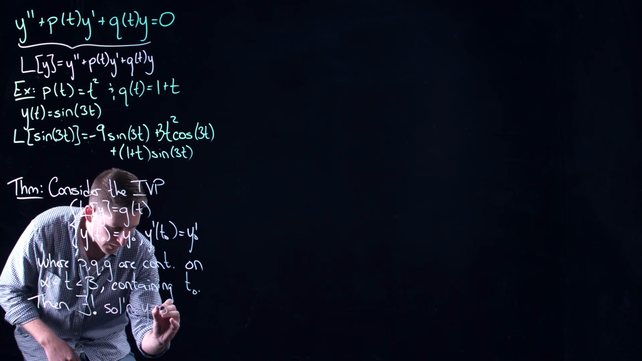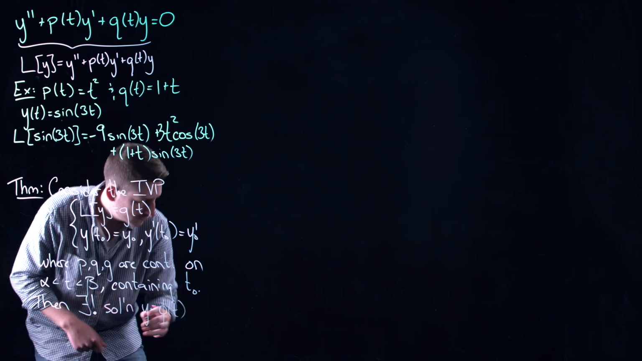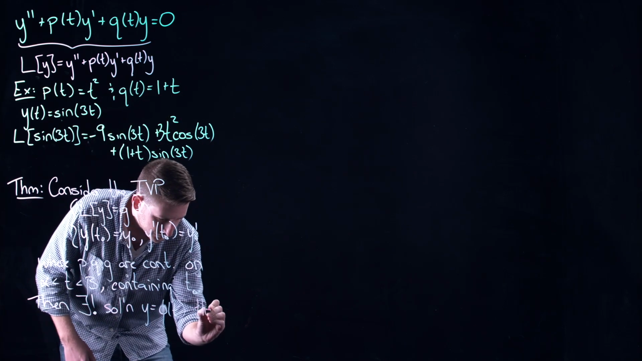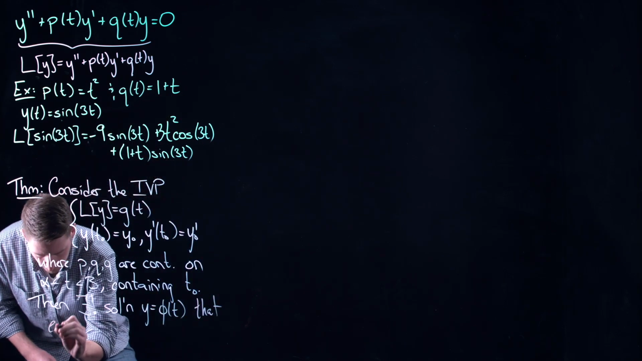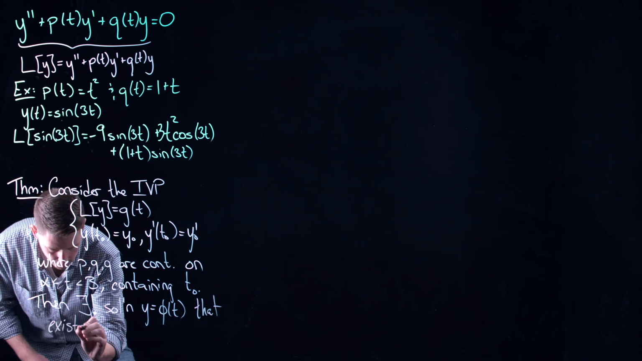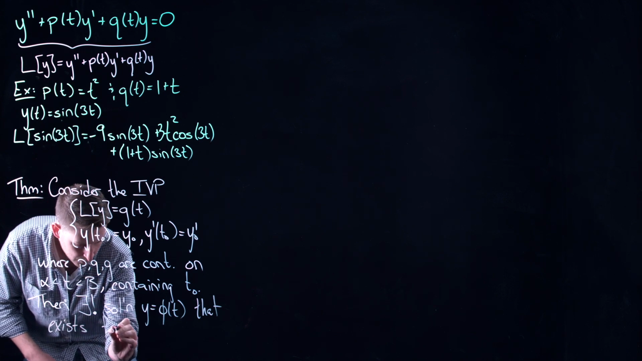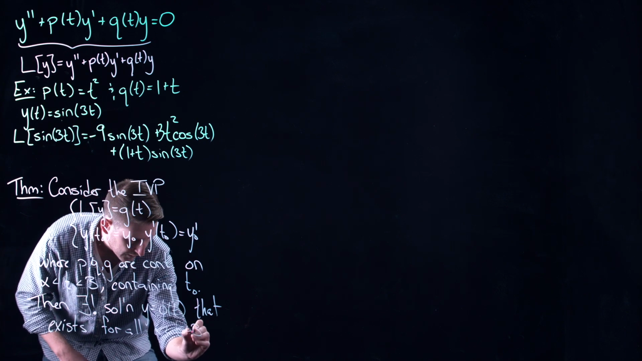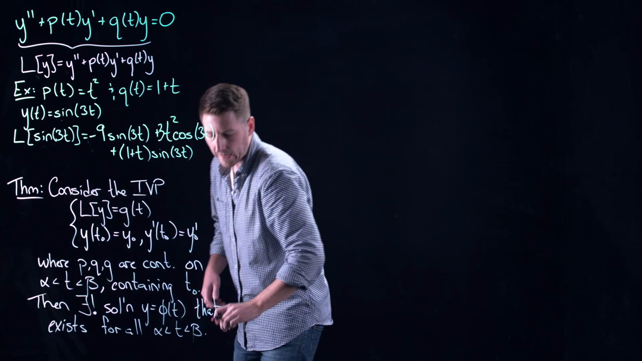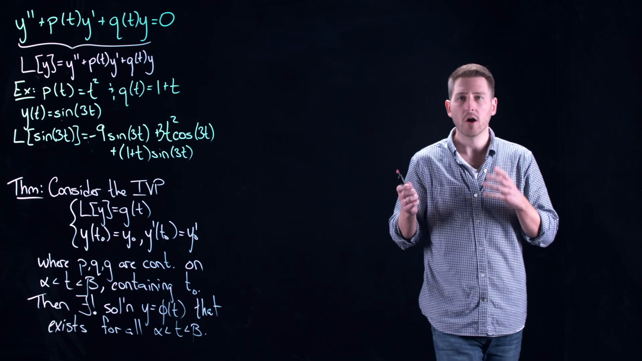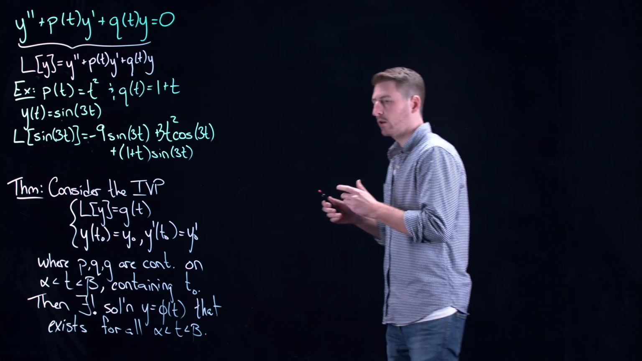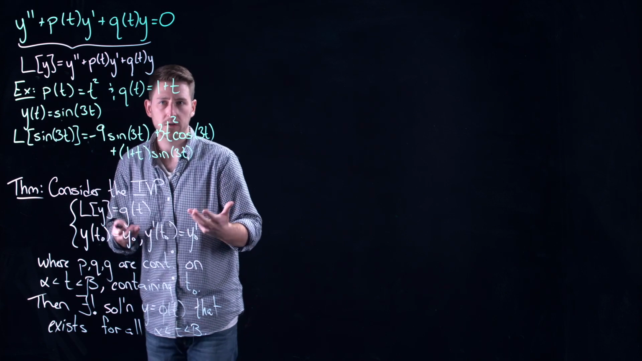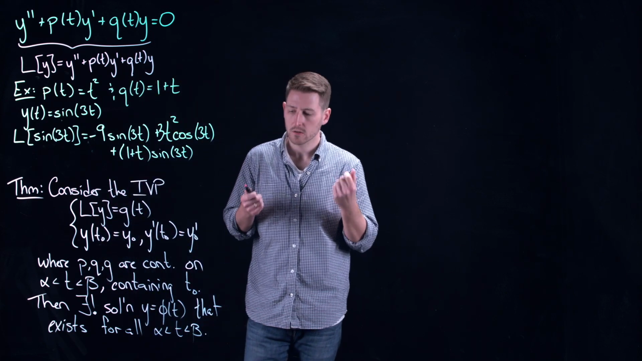y equal to phi of t, so some function that exists for all alpha less than t less than beta, right? So again, it looks a whole lot like we've already seen with the first order equations. The only thing you need to do now is you need to check one other function is continuous as well for this to hold.